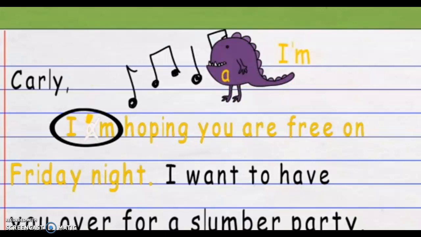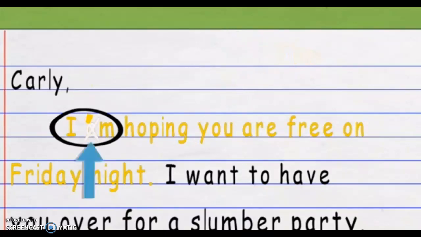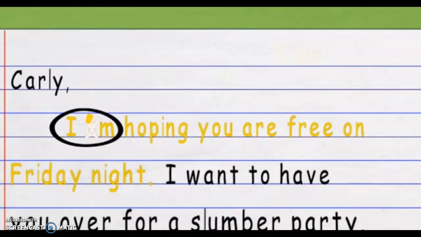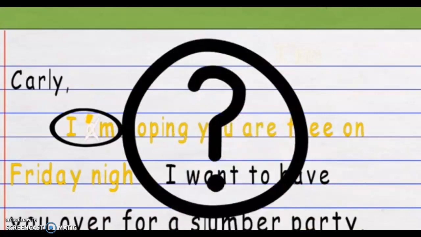Let's look at the sentence now to see if there are any other places to form a contraction. I'm hoping you are free on Friday night. So just like she said, if you keep it I am, it is still correct and it still has the same meaning. Do you see another place in Sasha's sentence where two words can be combined to form a contraction?